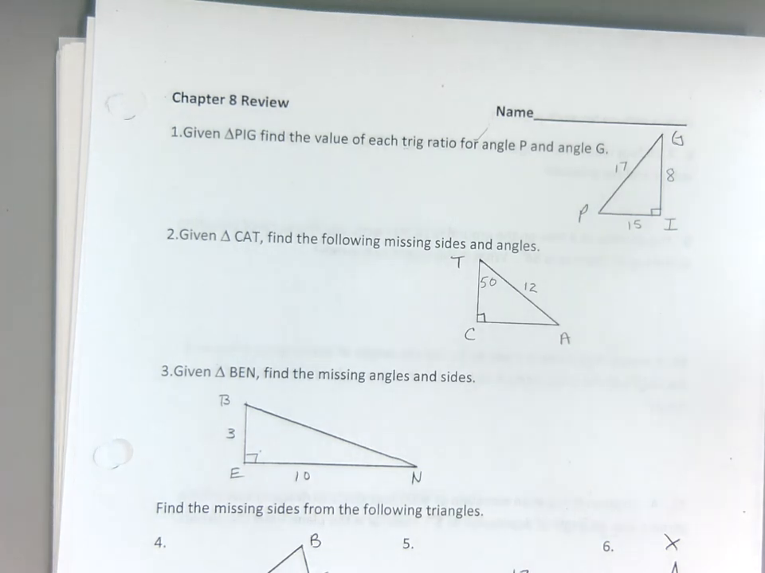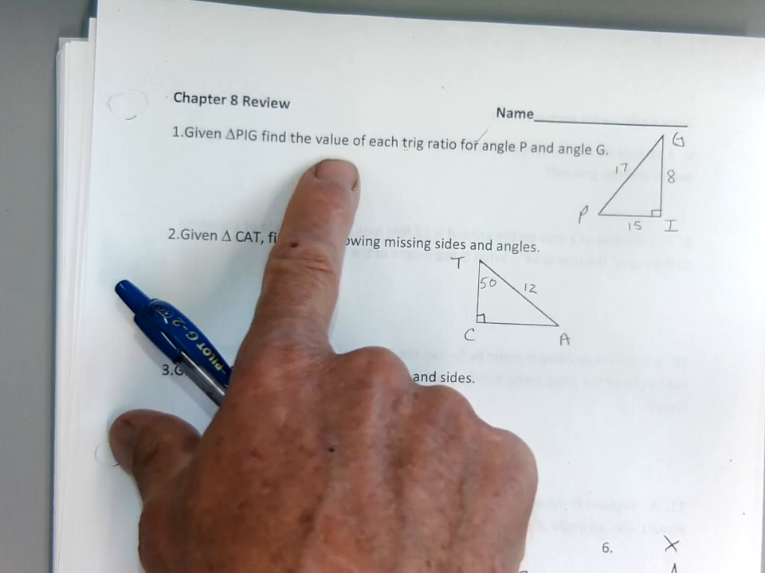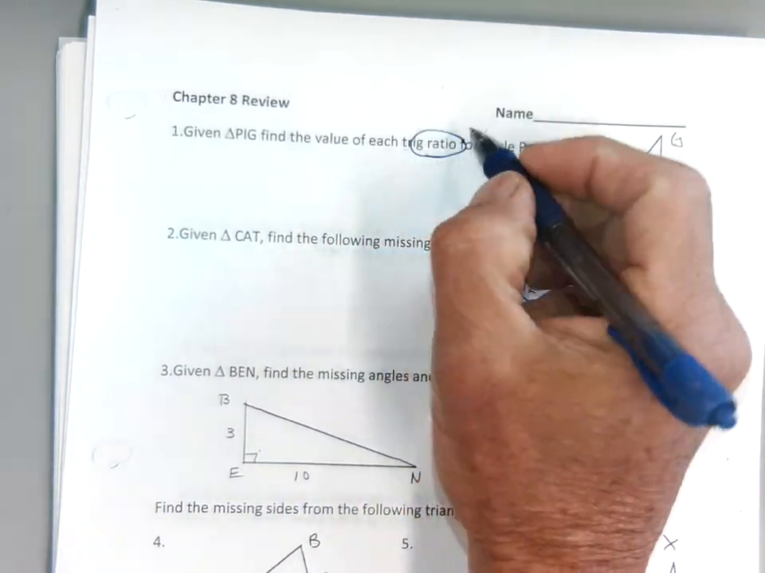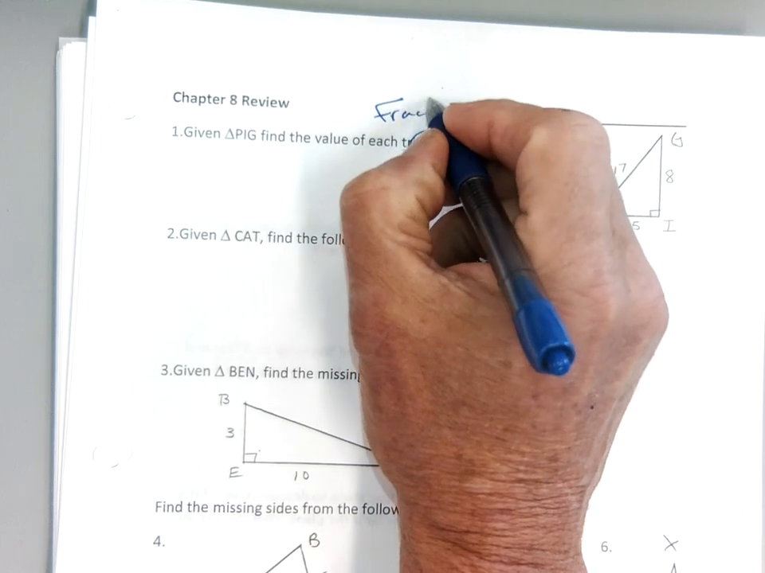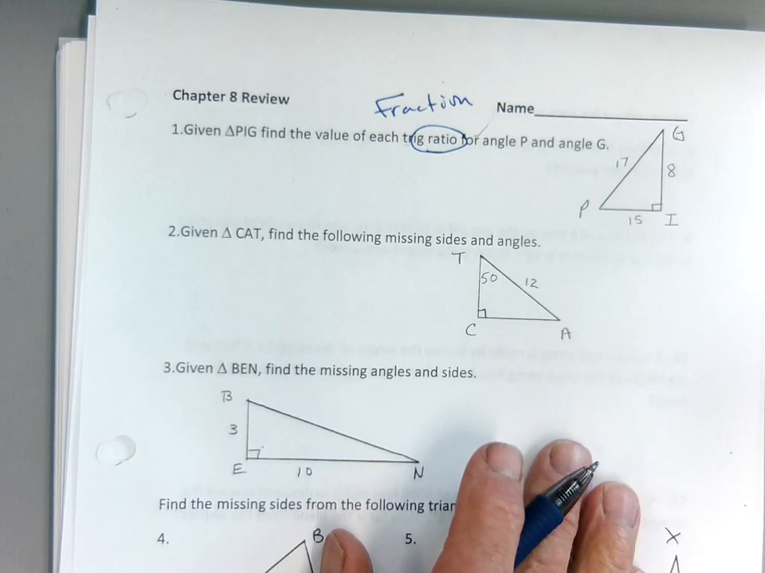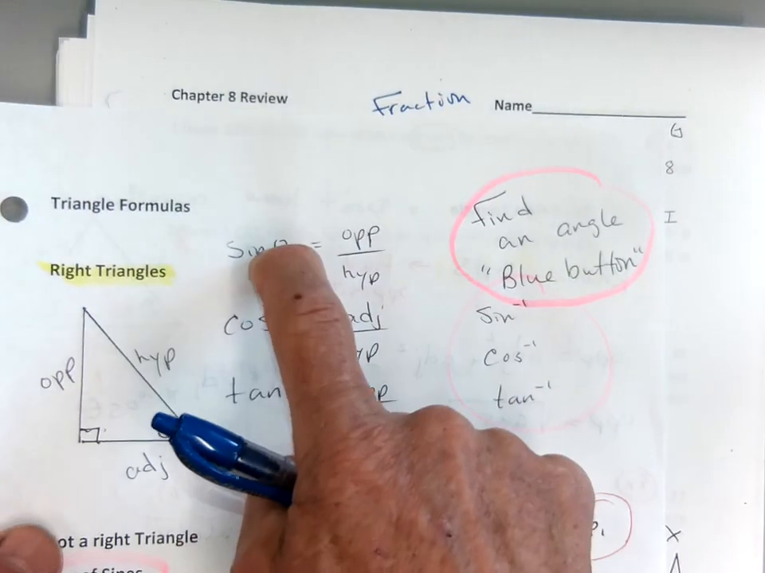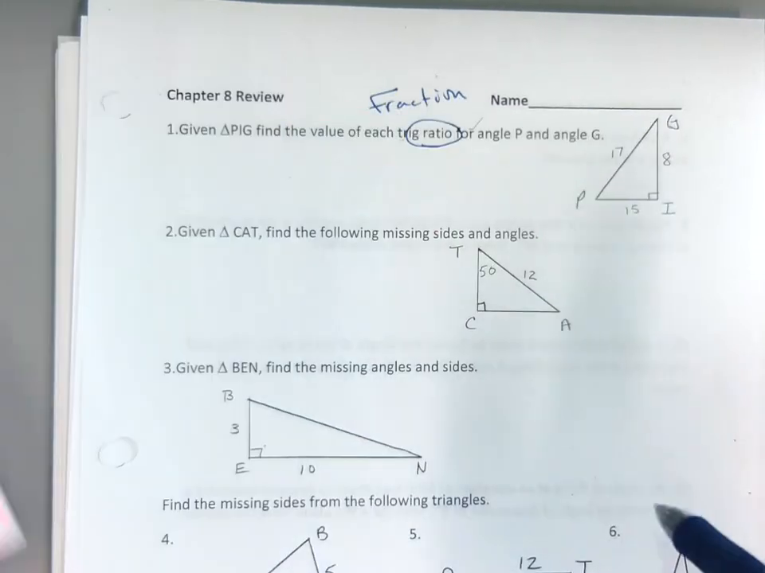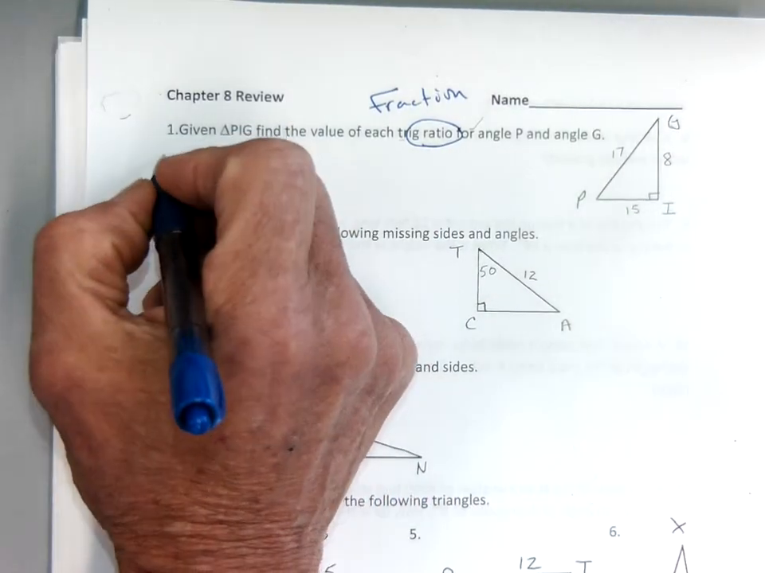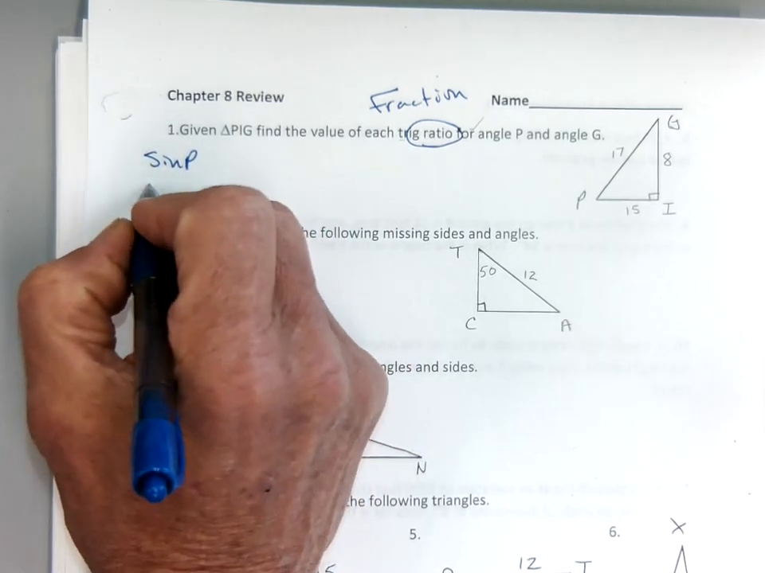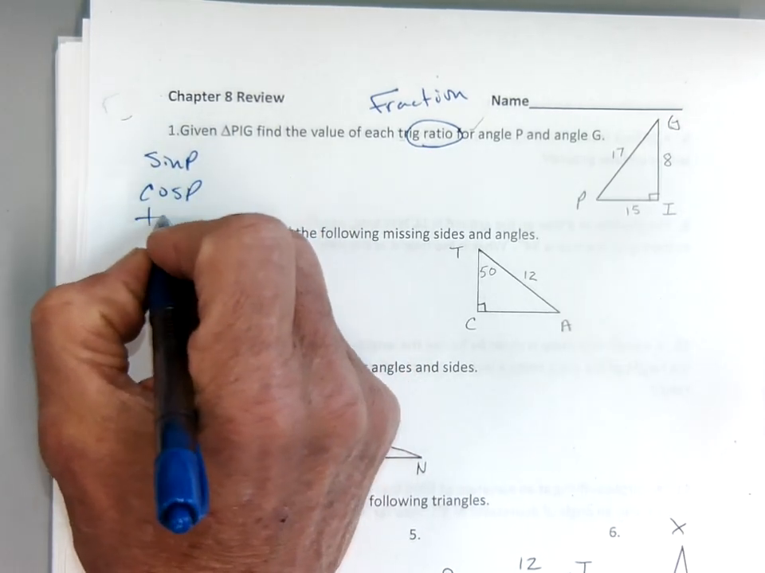All right, we're live. Okay, so number one says, given triangle PIG, find the value of each trig ratio. When you see the word ratio, that's just a fancy word for fraction, okay? For angle P and angle G, we've got sine, cosine, tangent. Those are our ratios. I'm just going to start off with sine of P, cosine of P, and tangent of P.